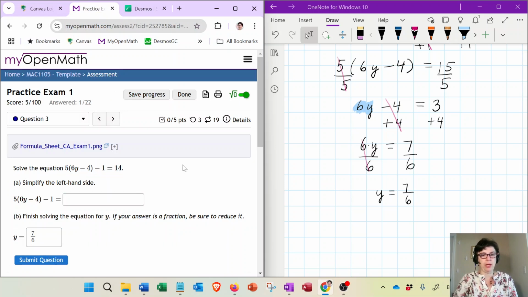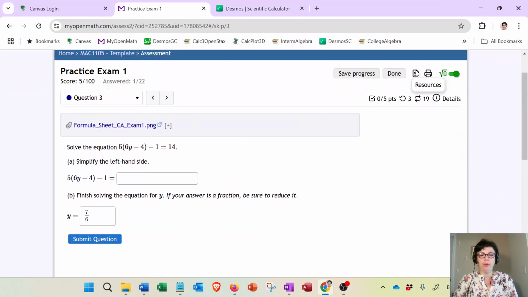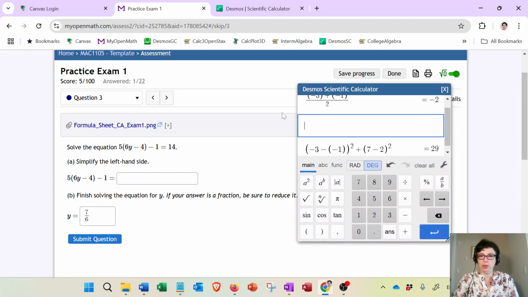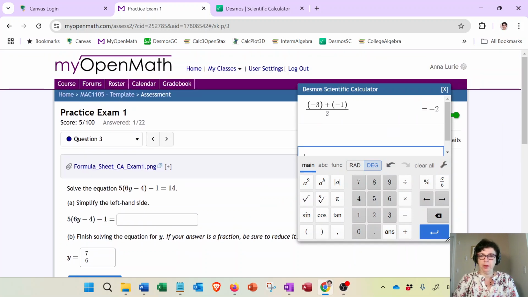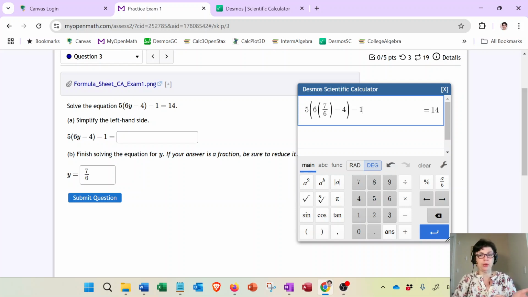Now, I always recommend substituting the answer back into the equation to see if we can get a true statement. Because what if we got it wrong? So I will just open the calculator in the sidebar. Let me just delete some of the stuff I already have here. Okay, so now I want to plug in this answer for y and see if I get 14 on both sides. So I'm going to take 5 multiplied by 6, and then in place of y, I'm going to put 7 over 6. Okay, in parentheses, minus 4, close parentheses, minus 1. And that gives me 14. So I get 14 on the left-hand side, 14 on the right-hand side. So I know that I got this right.